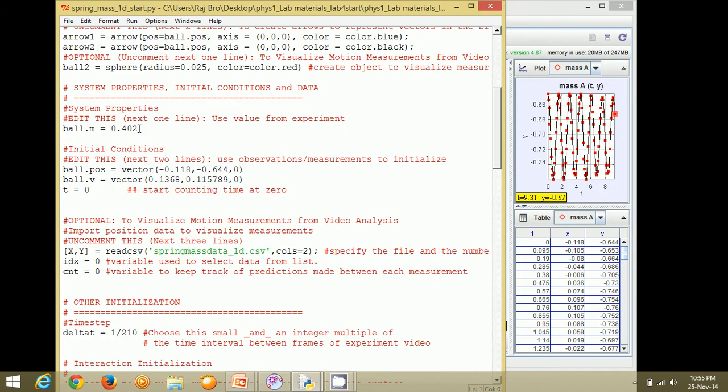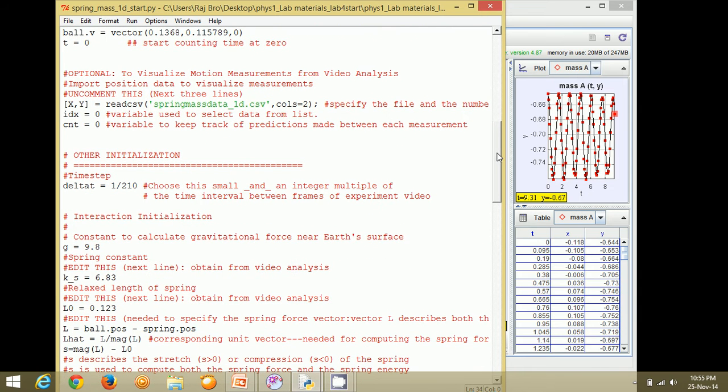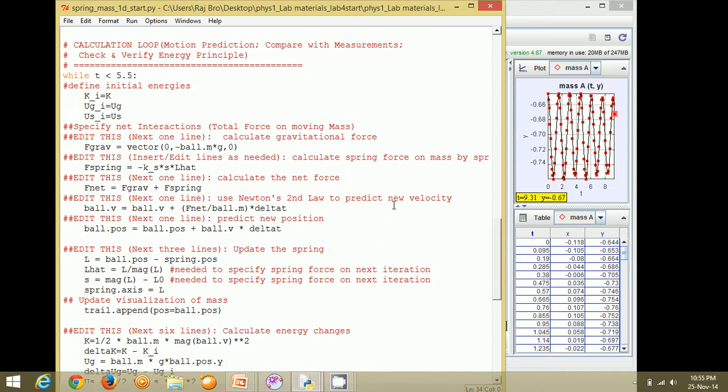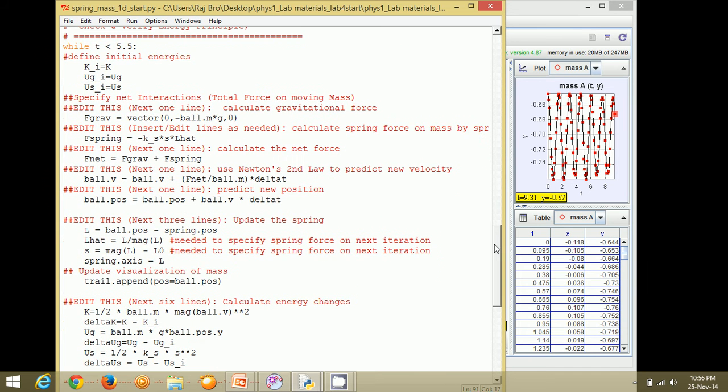Here you can see that I have set the appropriate system properties: the ball's mass, its initial position, its velocity, an appropriate delta t, the constants, and inside the loop I have set the appropriate value for the different forces. F net is equal to the sum of the gravitational force and the spring force.